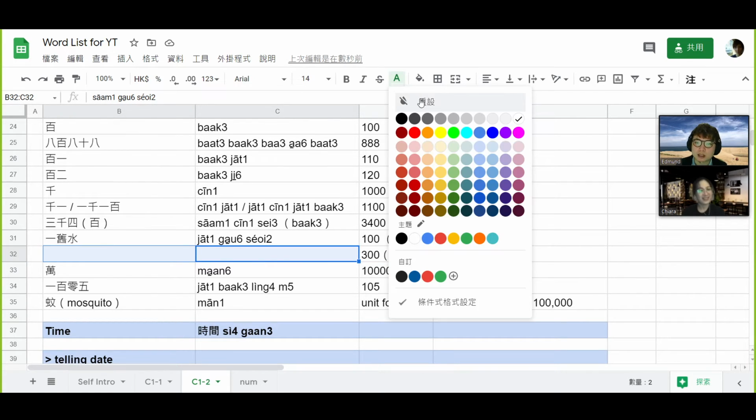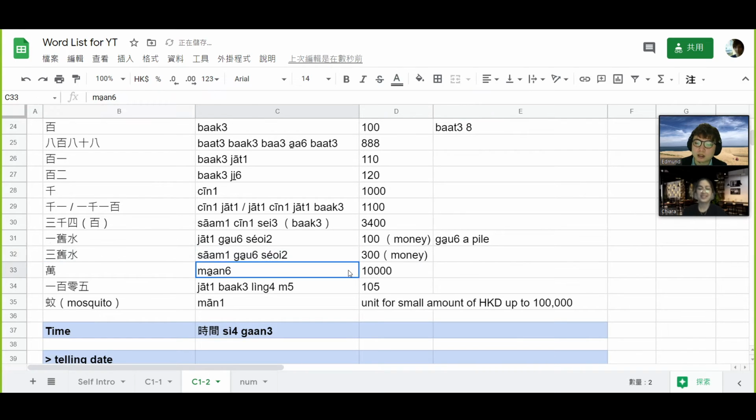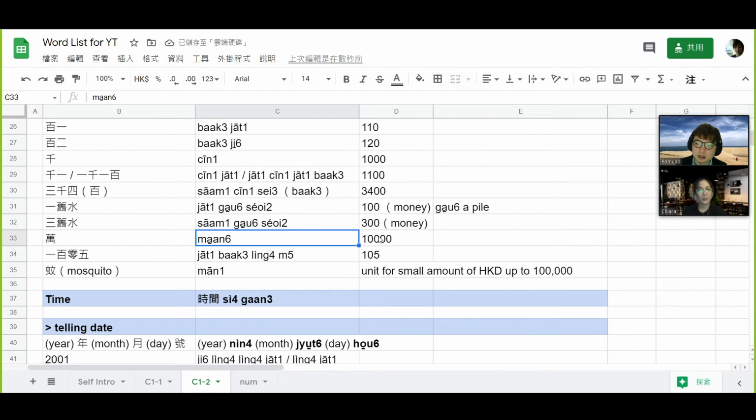三嚿水. Okay. And this is for like 10,000. We have a digit for it. We have a unit for it. It's called man. So this you can say like 一萬, yatman.